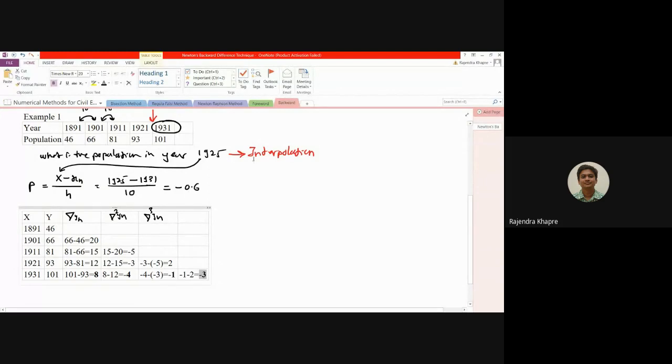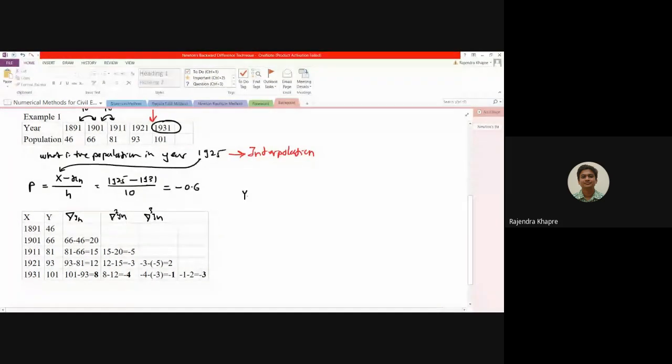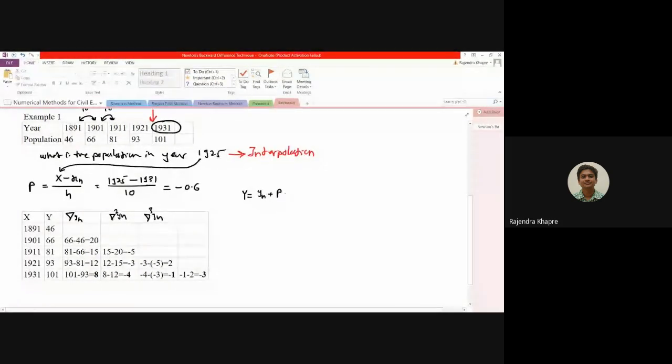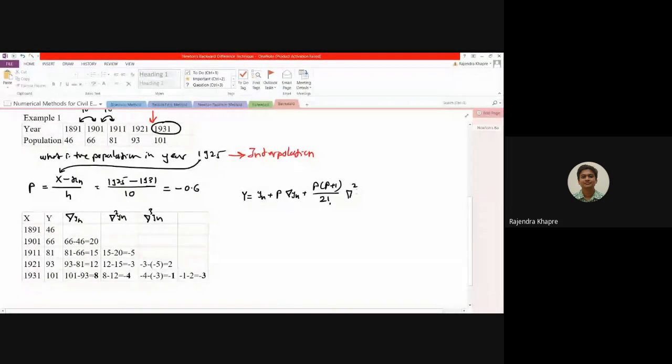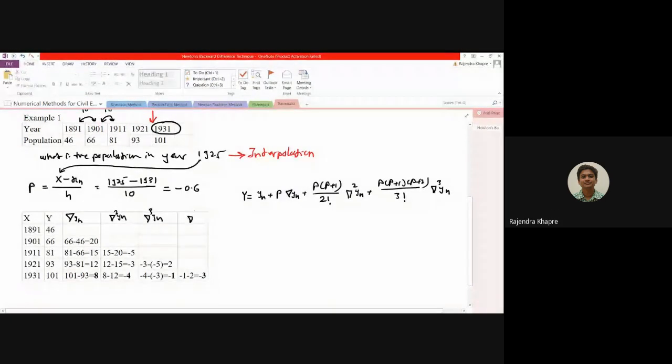Okay, so now all we have to do is just substitute the values. Your y value, let me write down over here, this will be capital Y. Capital Y can now be written as yn plus p into delta yn, plus p into p plus 1 divided by 2 factorial into delta square yn, plus p into p plus 1 into p plus 2 divided by 3 factorial into delta cube yn. I think the last value will be delta to the power 4 yn.